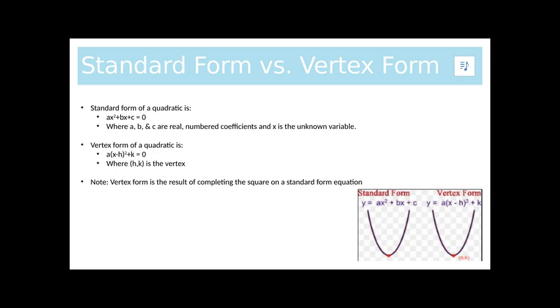And we've already gone over vertex form, which is a times the quantity x minus h squared plus k, where h, k is the vertex. And note just that vertex form is the result of completing the square on a standard form equation.